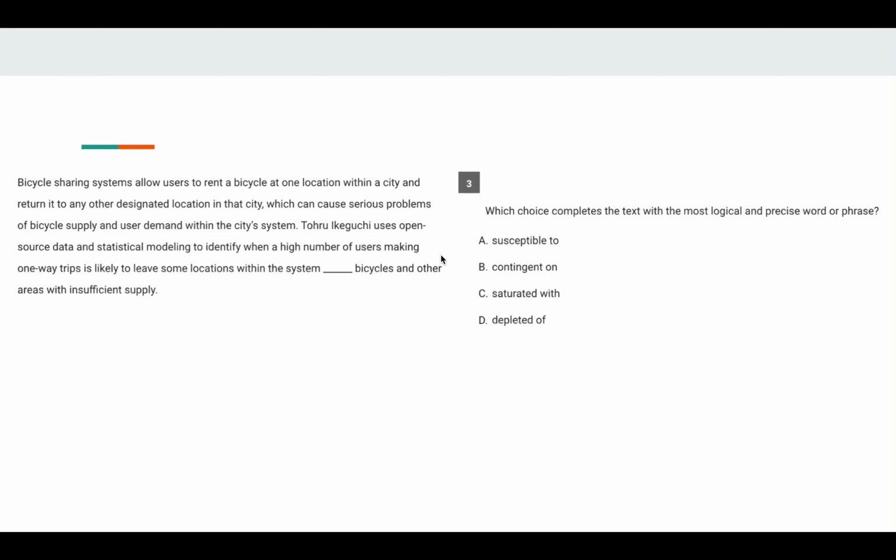Let's see. Susceptible. Is it opposite in meaning to insufficient? No. Depleted. No, depleted is kind of similar to insufficient. Contingent. No. Saturated. Yes. Saturated with something means having a lot of something, and insufficient means having a little amount of something. So C is going to be the correct answer. And how did I identify that? Just by knowing that I need to have a word which is opposite in definition to insufficient, because we are making some kind of contrast in this case.